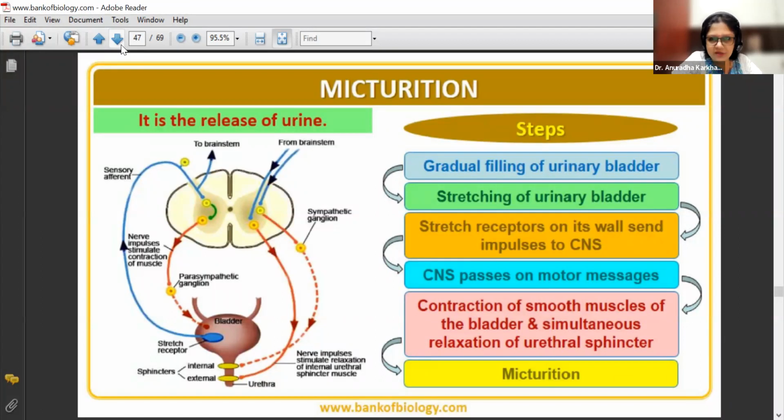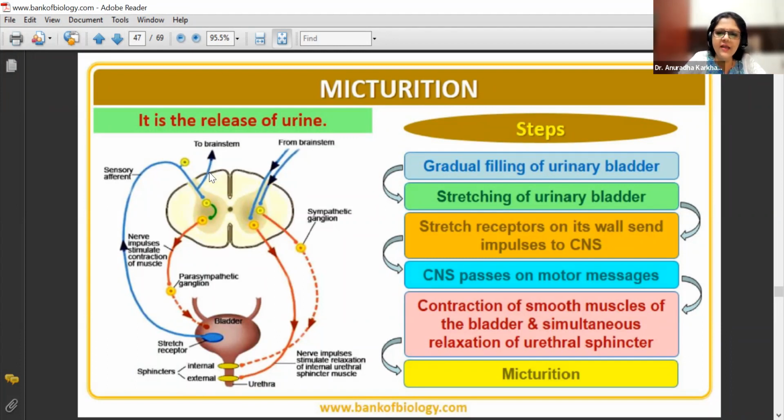CNS passes on the motor message, and contraction of the smooth muscles of the bladder and simultaneous relaxation of the urethral sphincter take place to cause micturition. So this is how the urine is passed out from the body via the urethra. Okay, so these are the steps.